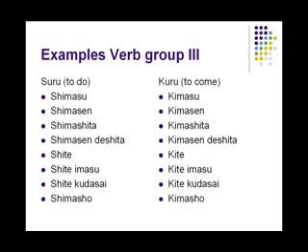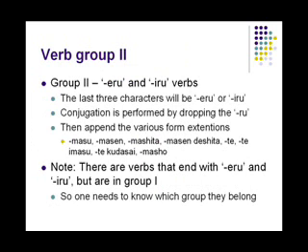Now the equivalents for kuru. Kuru is the plain form of kimasu. The equivalents will be kimasu for the present tense, kimasen for the negative. Kimashita is the past tense. Kimasen deshita is the past negative. Kite is the te form. Kite imasu is the present continuous. Kite kudasai is the request. And kimasho is the suggestion form. So these are the various forms.